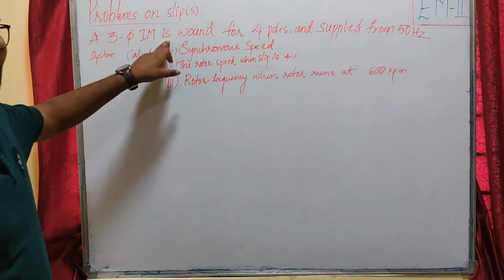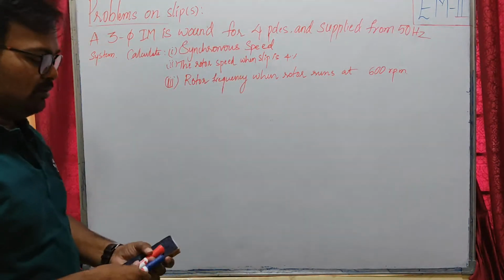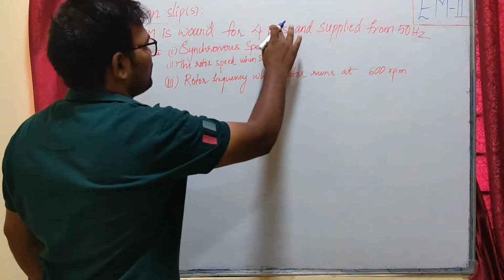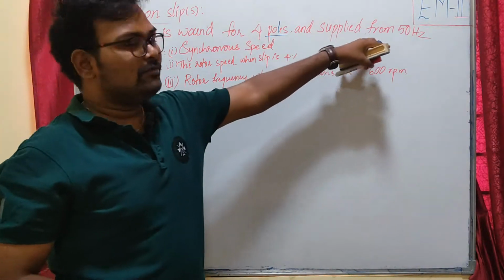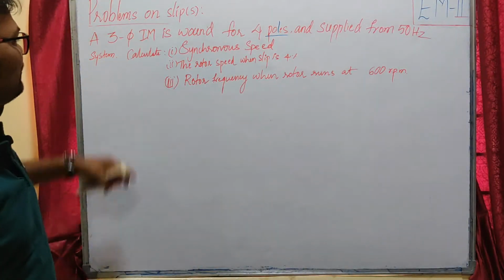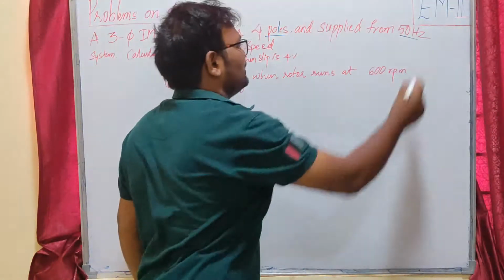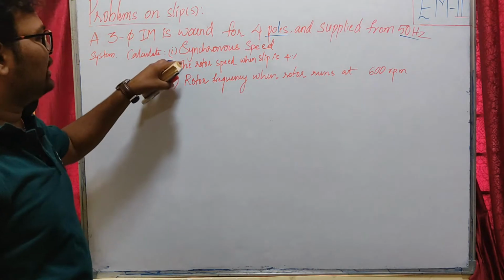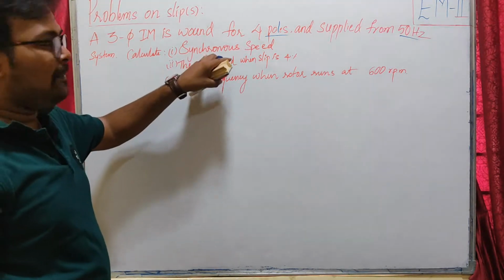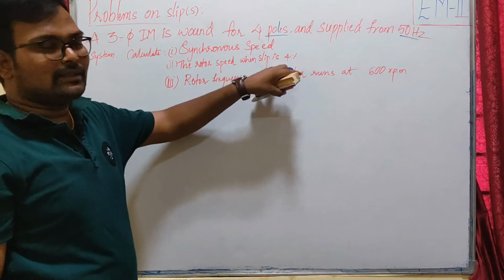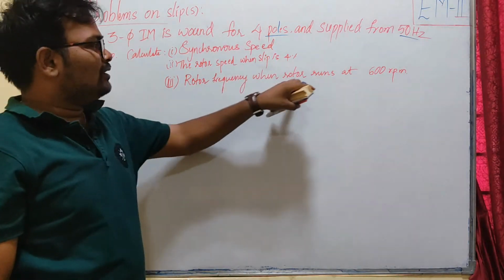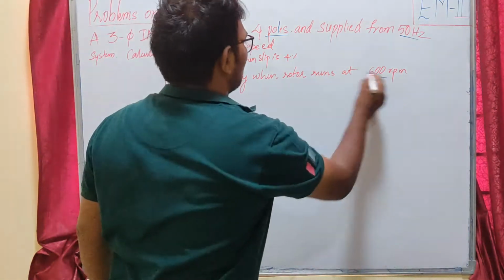A 3-phase induction motor is wound for 4 poles and supplied from a 50 Hz system. The frequency of the system is 50 Hz, and what we are going to find is: first, calculate the synchronous speed; second, the rotor speed when slip is 4%; and third, the rotor frequency when the rotor runs at a speed of 600 rpm.